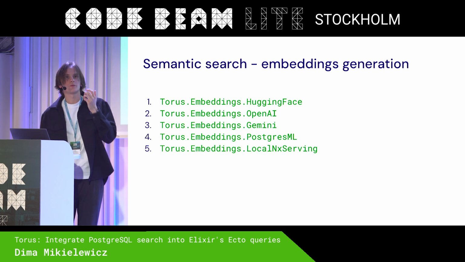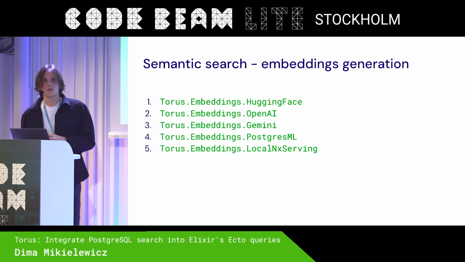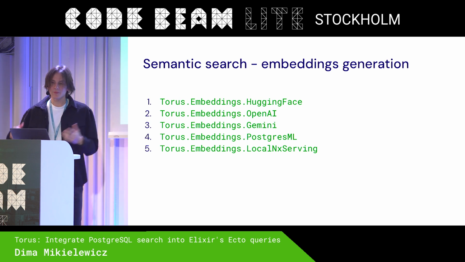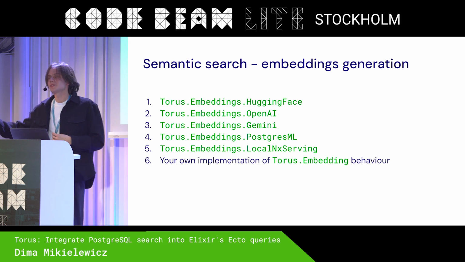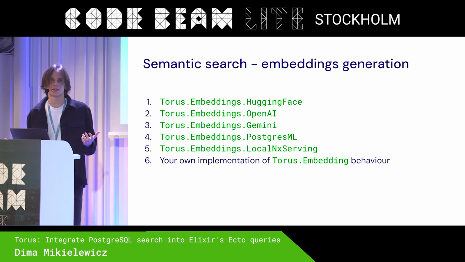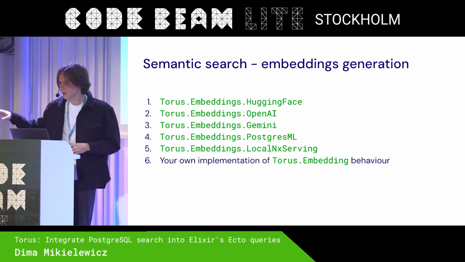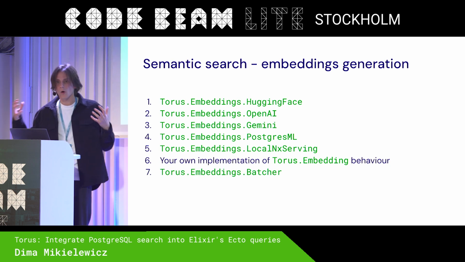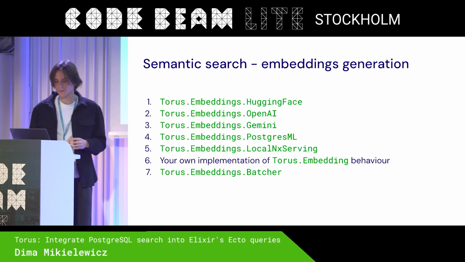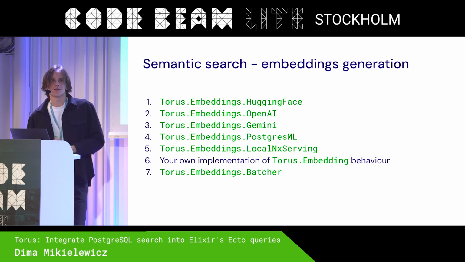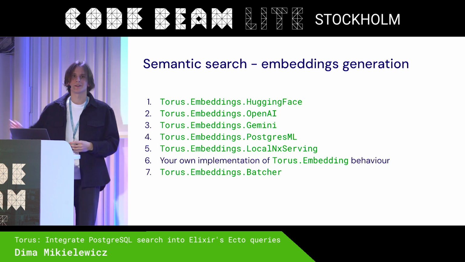Also, there is support for local Numerical Elixir serving. This means that you can host your embedding generator yourself, maybe using Flame, with an instance that has GPUs, because generating embeddings is a high computational task. And then this Numerical Elixir serving will generate an embedding for you and return it. So you can own your infrastructure fully yourself. Or you can implement your own version of Torus embedding and do whatever you like. It just accepts a string and returns the vector.